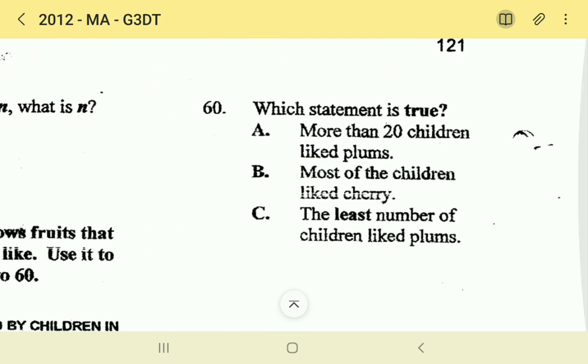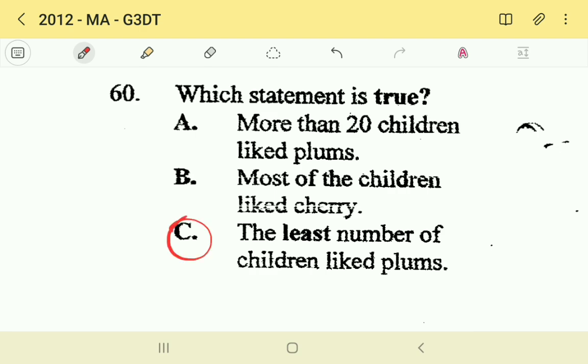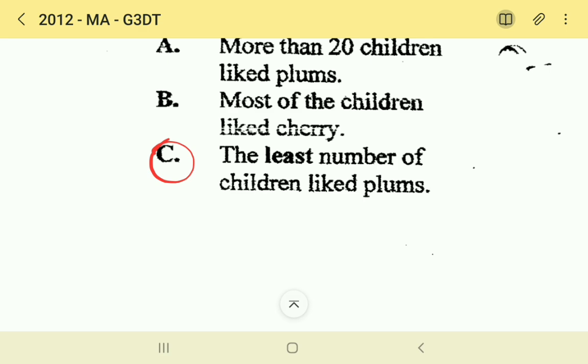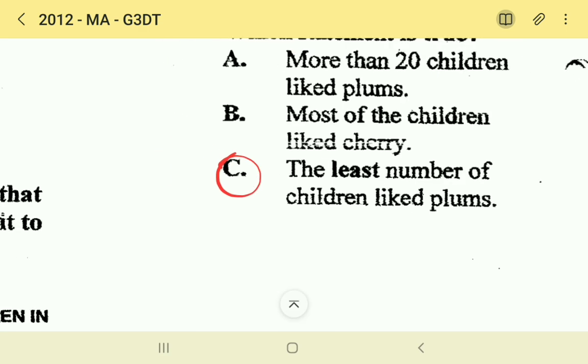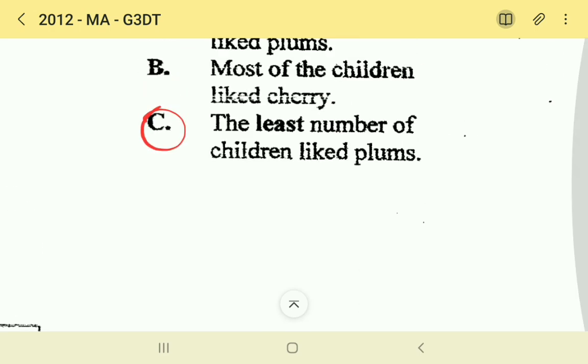And here's my question to you. Which of those fruits do you like? Which is your favorite? Is it cherry? Is it plum? Is it orange? Which one? Or is it pear?